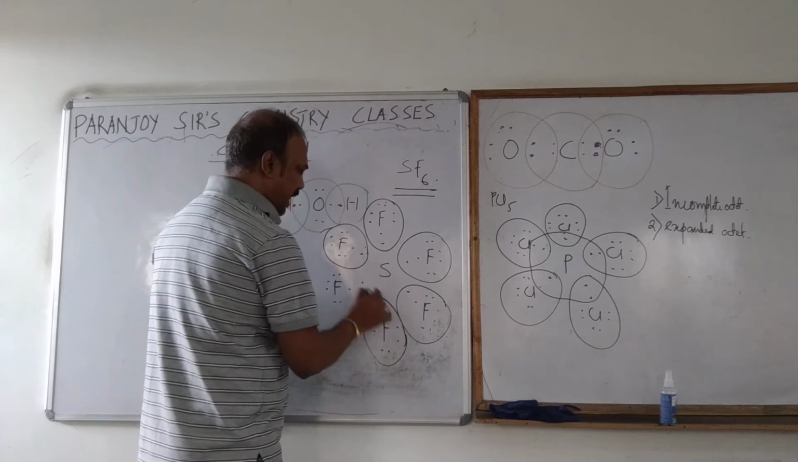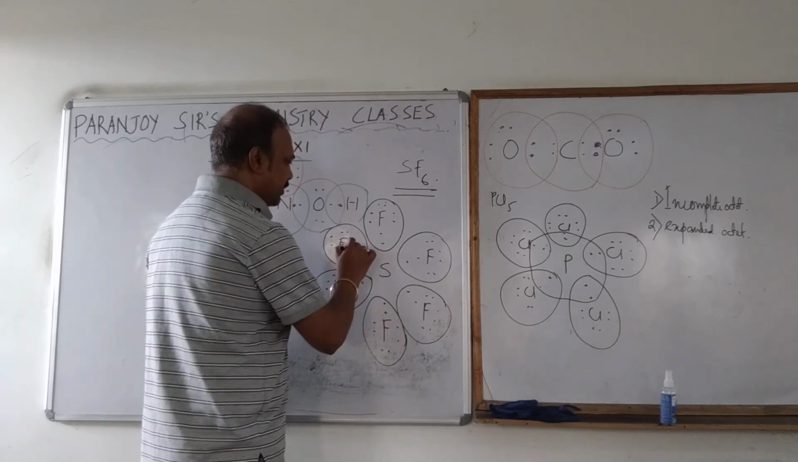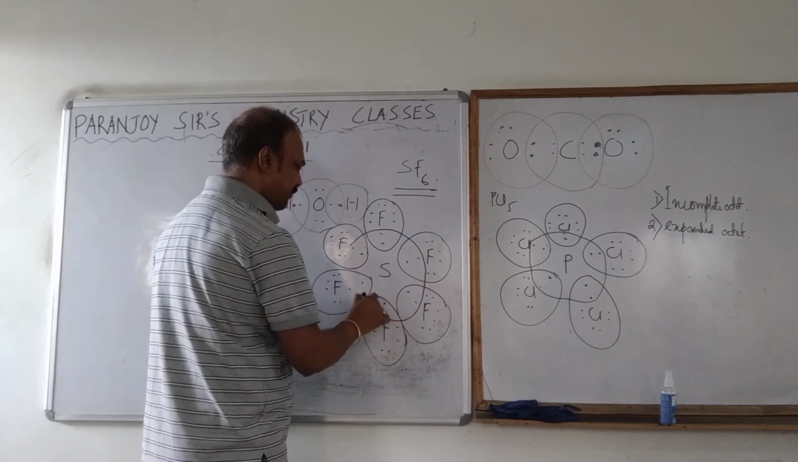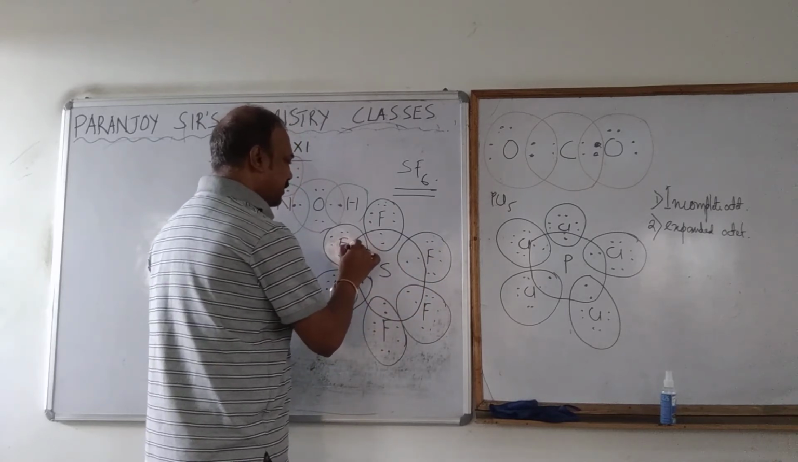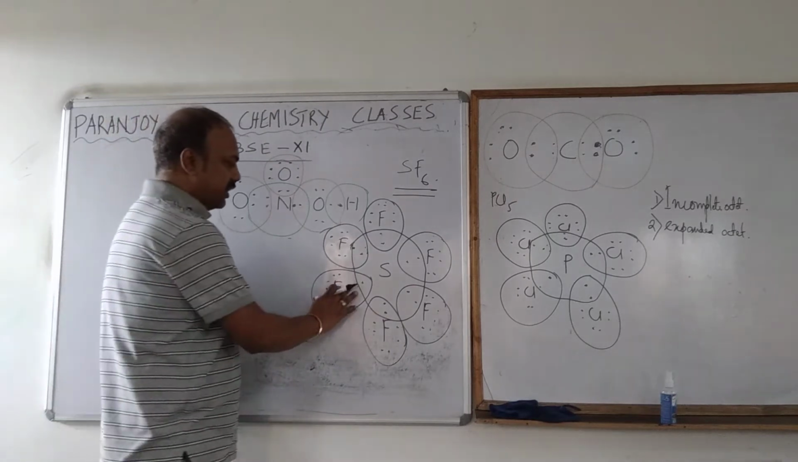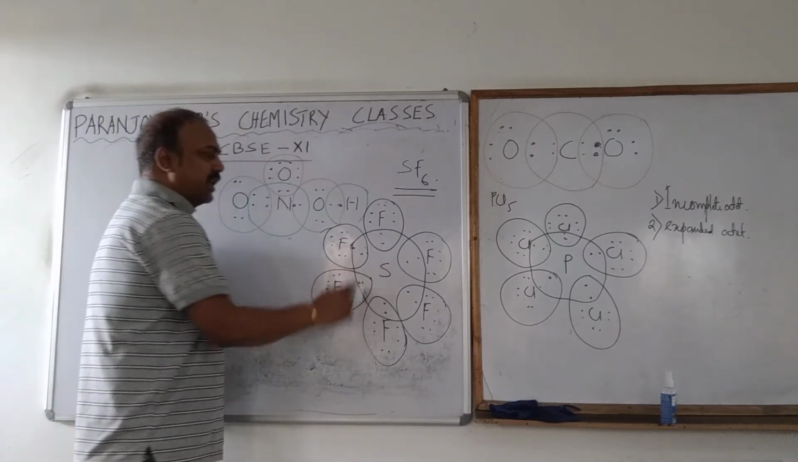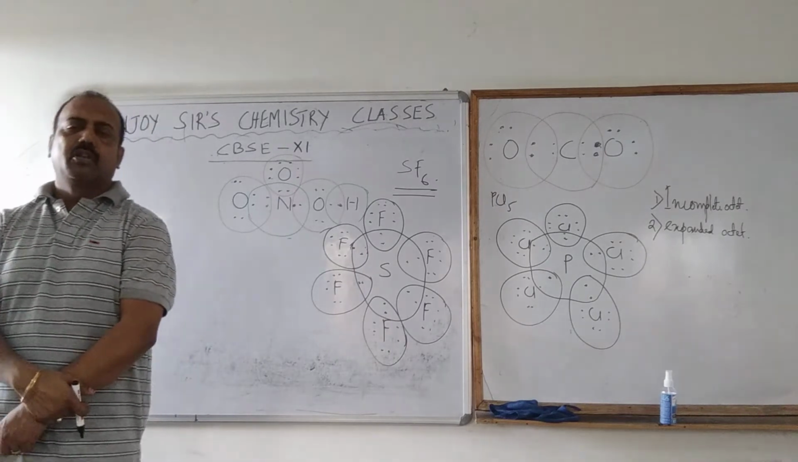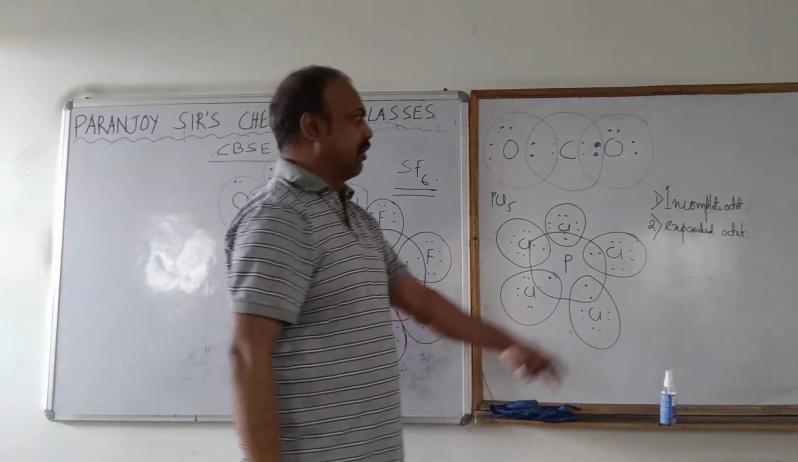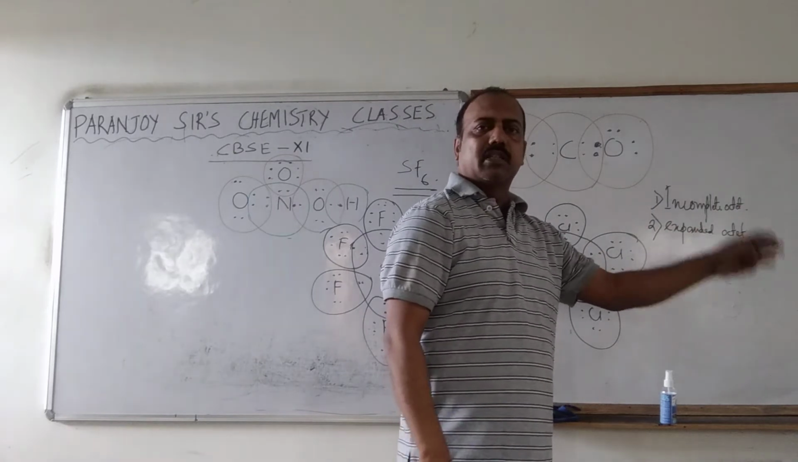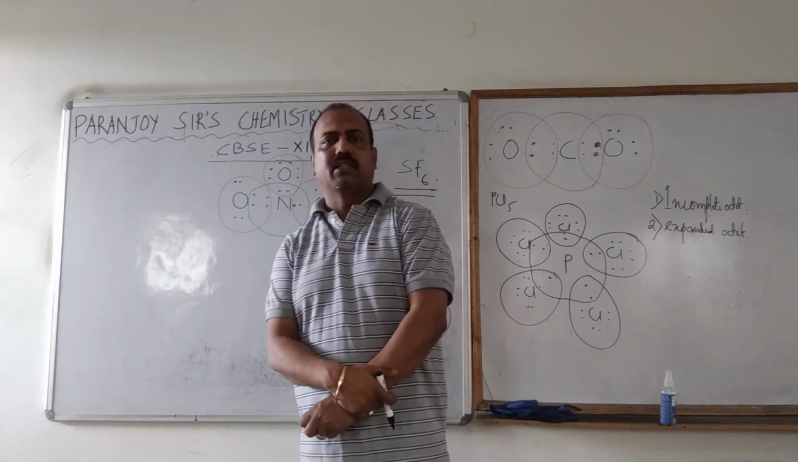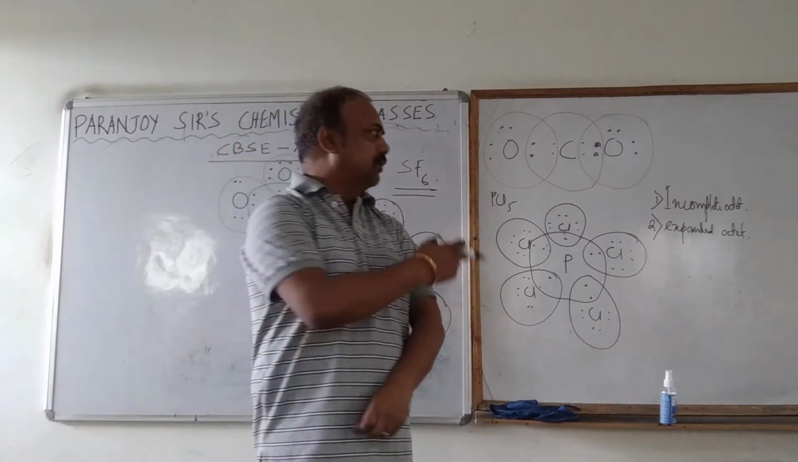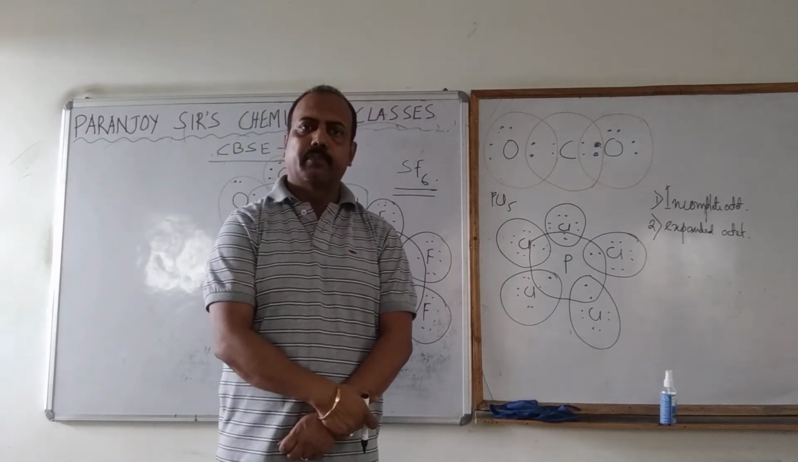But what is happening to the sulfur? Sulfur now has 6 bonded pairs with 6 fluorines, right? And as a whole, there will be 12 electrons. So this is again an example of expanded octet. That's the second limitation, you can say, of the Lewis dot model.